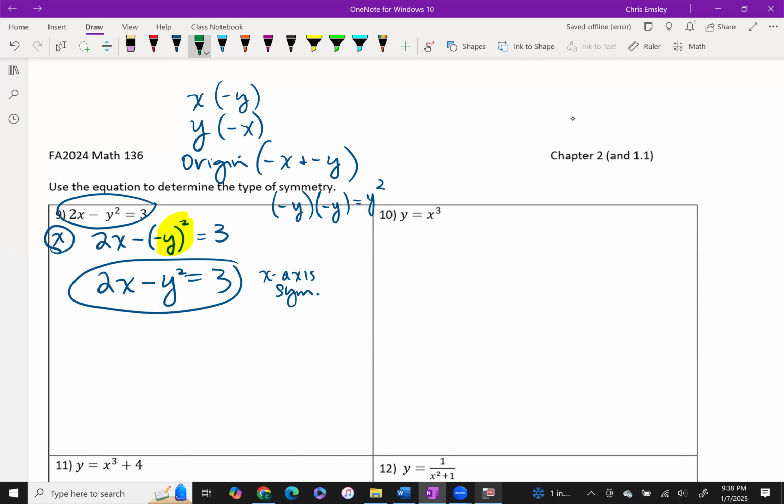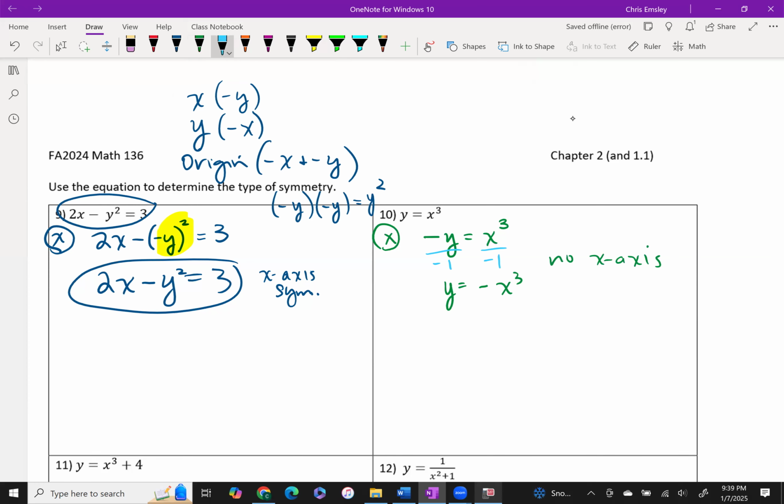Okay, next one, number 10. Let's again check for x-axis symmetry. That means we're going to put negative y in. And there's not a lot of simplifying we can do here. We can solve for y if we divide both sides by negative 1. If we do that, we would get y equals negative x cubed. That is not what we started with, so this is no for x-axis symmetry.